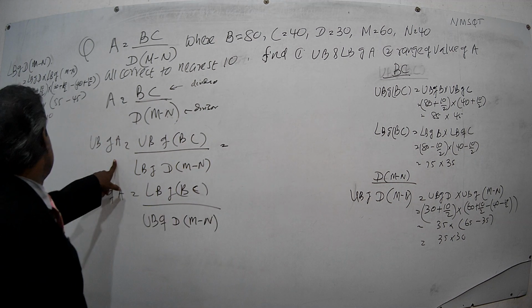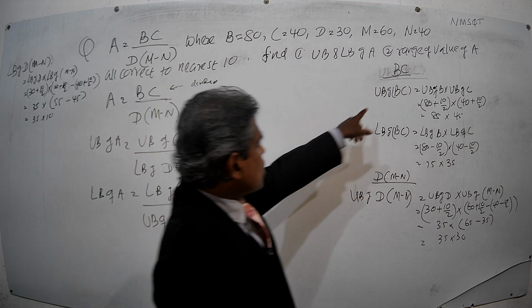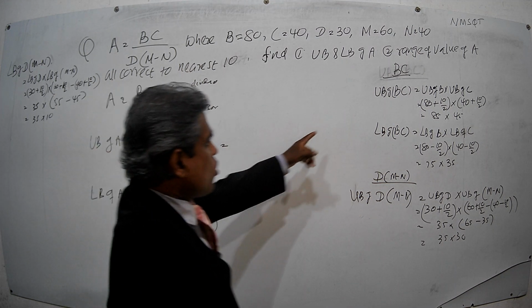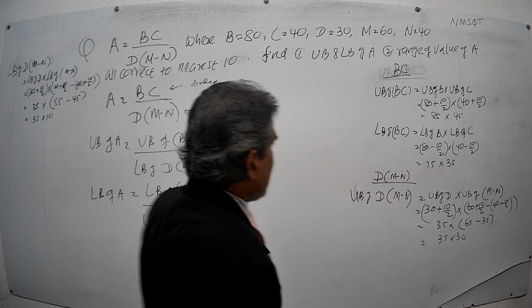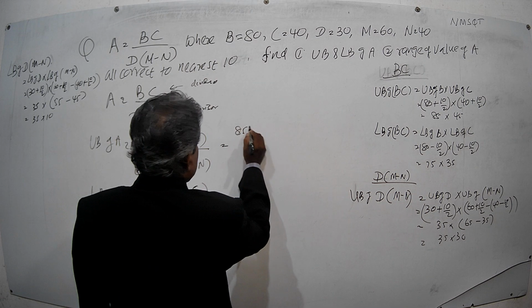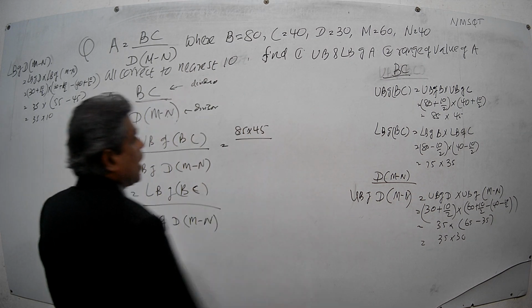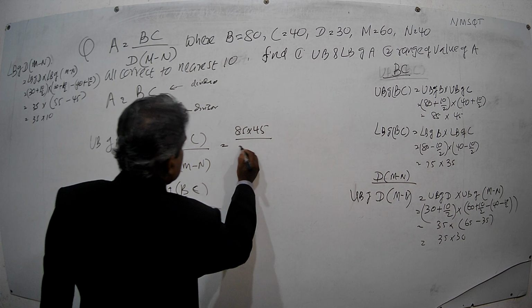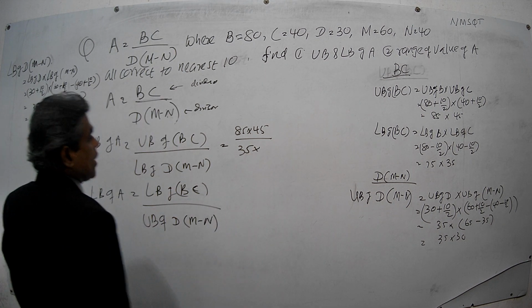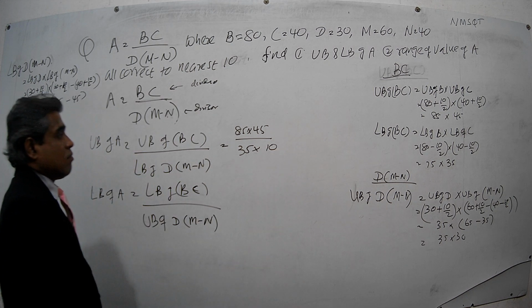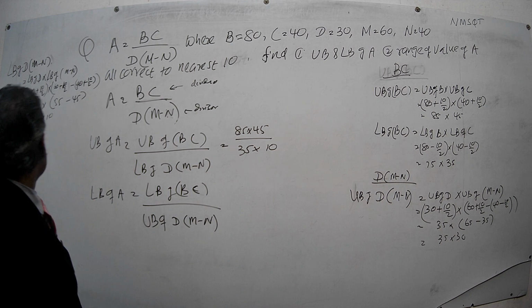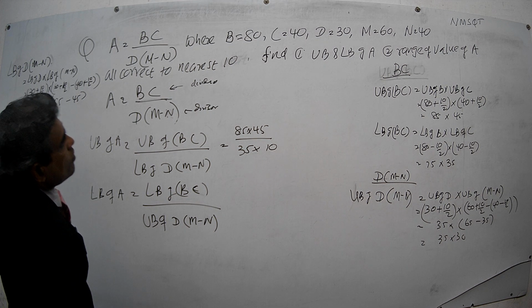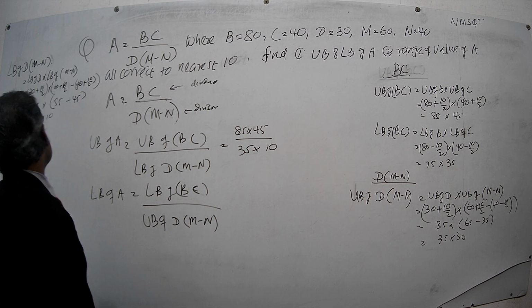Then the upper bound of A. What is the upper bound of A here? This one, the upper bound of BC: 85 into 45. And divided by the lower bound of d into m minus n, 35 into 10. Right. d is 30.